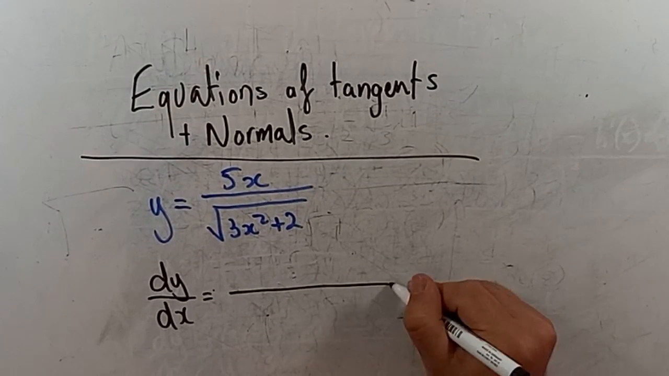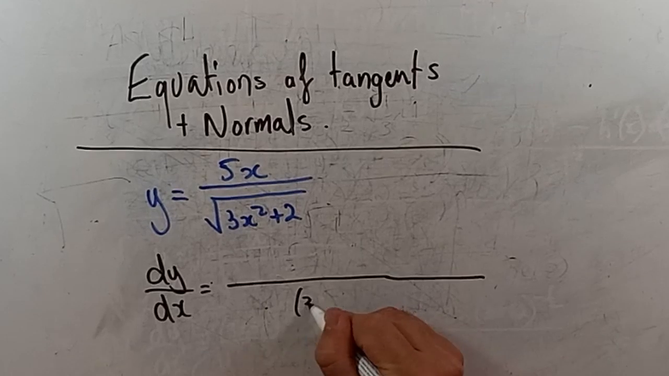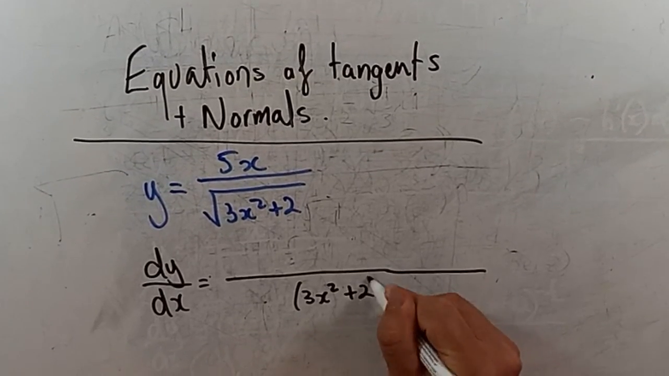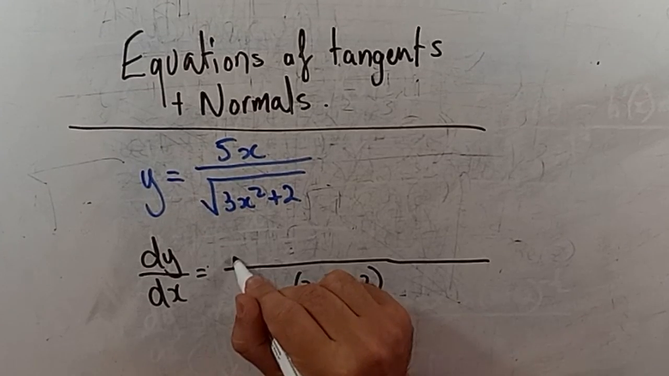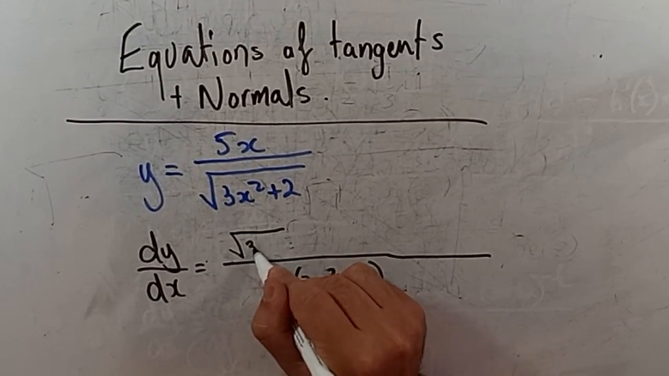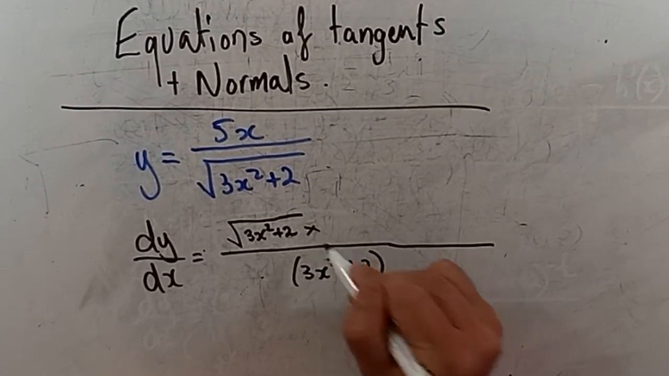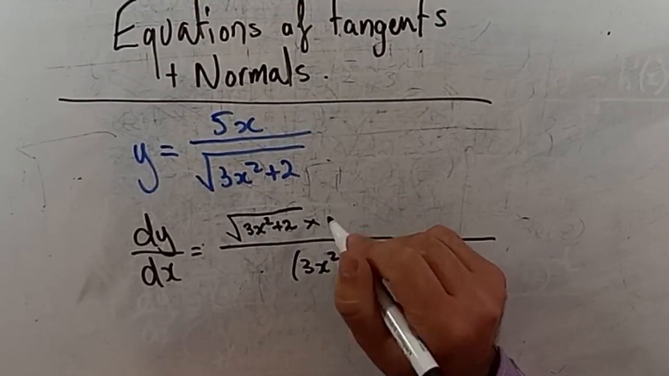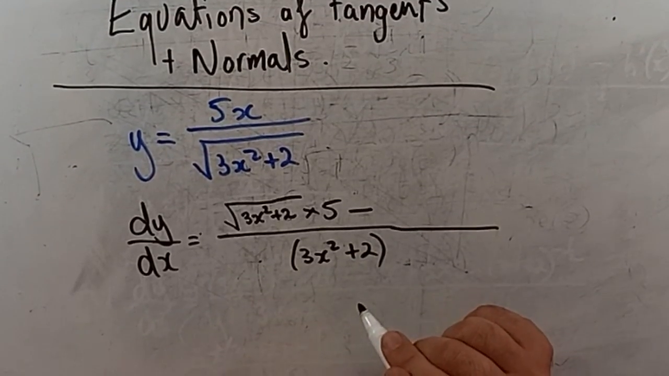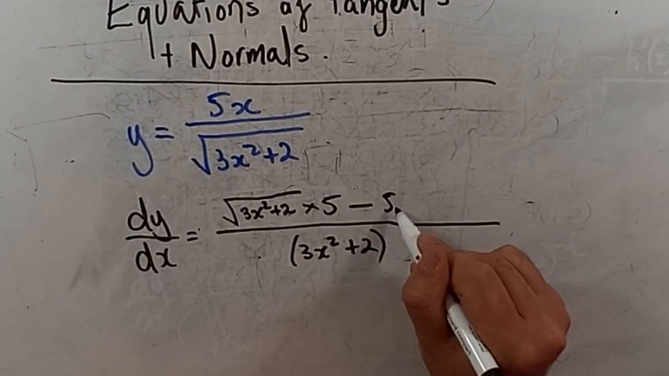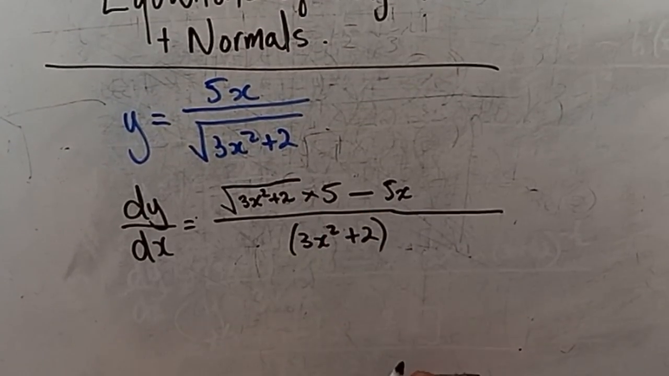The thing I do with the quotient rule to make sure I get it right is I square the bottom term, so I just end up with 3x squared plus 2. Then I put the original function up here, so I'm going to go square root of 3x squared plus 2, and then times the derivative of the numerator. So that's 5 minus, and I'll do the opposite of that. So I want 5x multiplied by the derivative of this one.